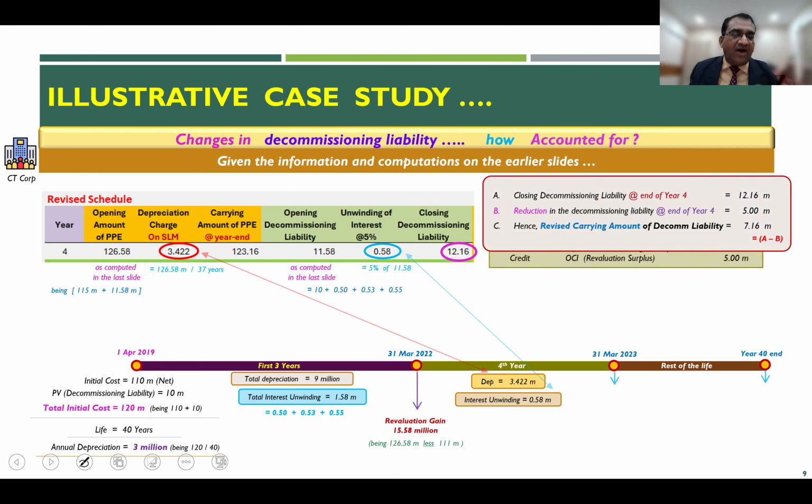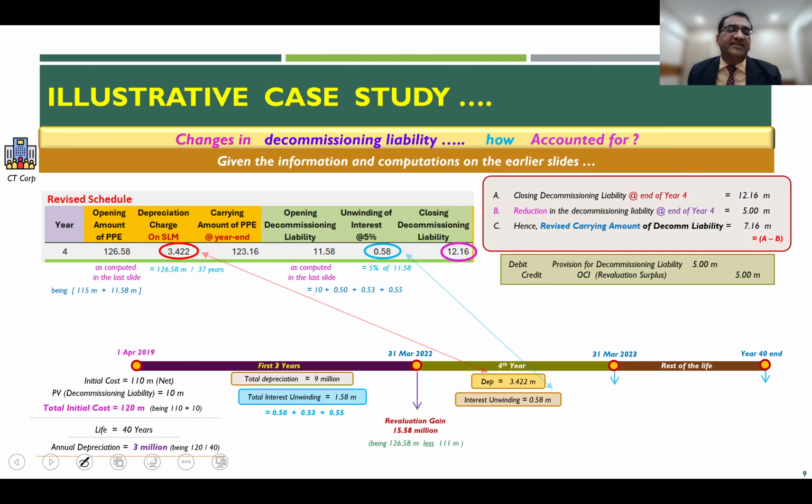And now you have a 5 million decrease in the decommissioning liability. So see here, your closing balance of the decommissioning liability at the end of the 4th year as computed is 12.16. And there is a reduction of 5 million. So therefore, what is the liability which you need to carry? You need to carry decommissioning liability at the end of the fourth year as 12.16 minus 5 million. That means A minus B. 7.16 should be your future carrying amount of the decommissioning liability.